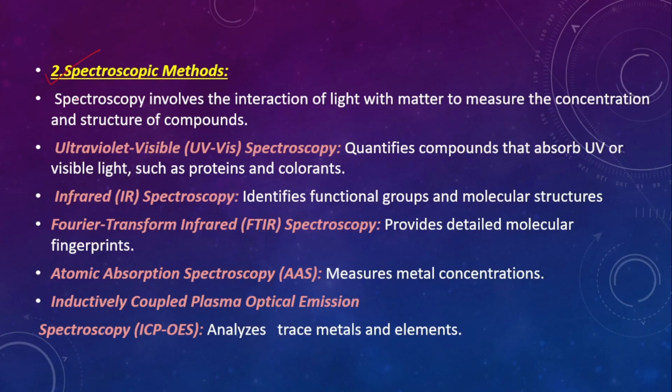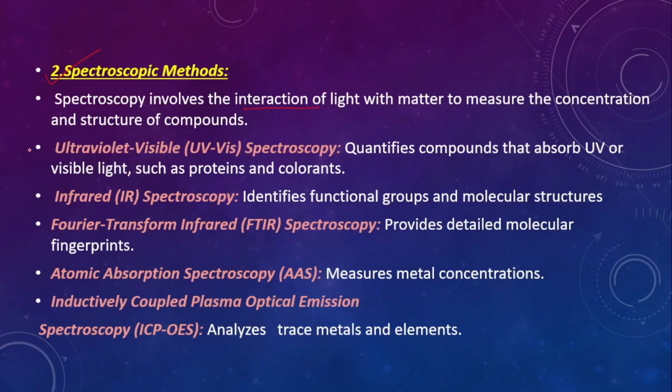What is spectroscopy? Spectroscopy involves the interaction of light with matter to measure the concentration and structure of compounds. It is an analytical technique used to determine the composition, quality and safety of food products. It allows scientists to identify and quantify different compounds in food samples. There are several types of spectroscopy used in food analysis.